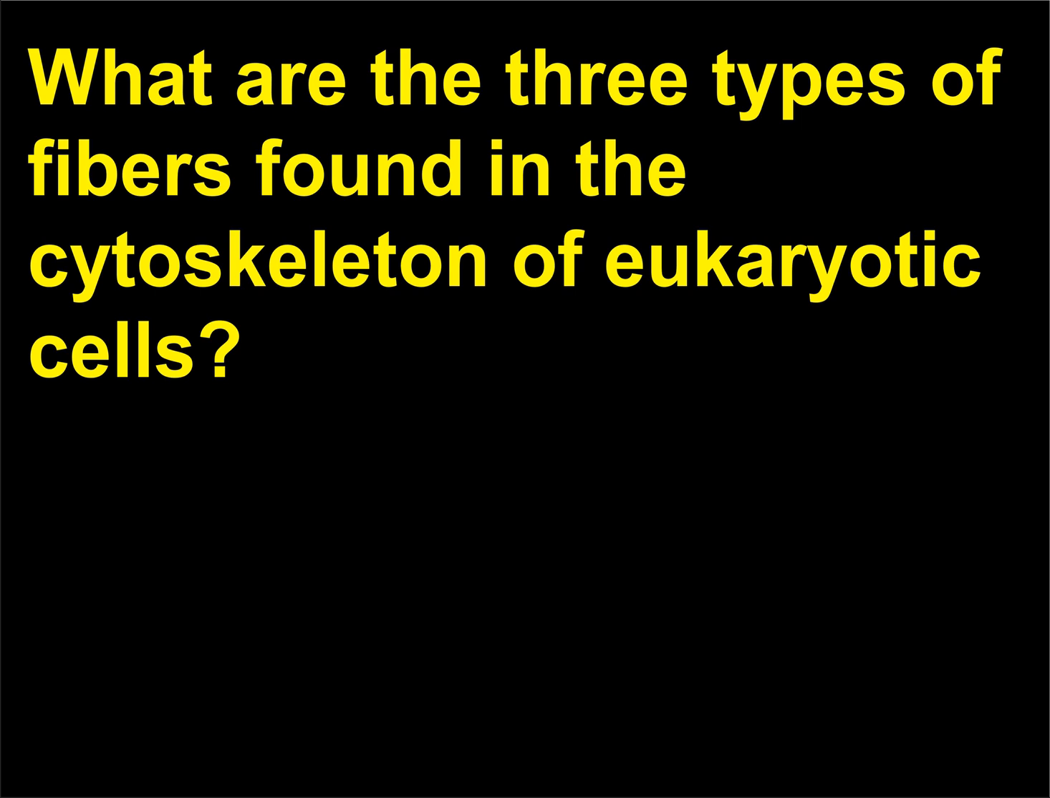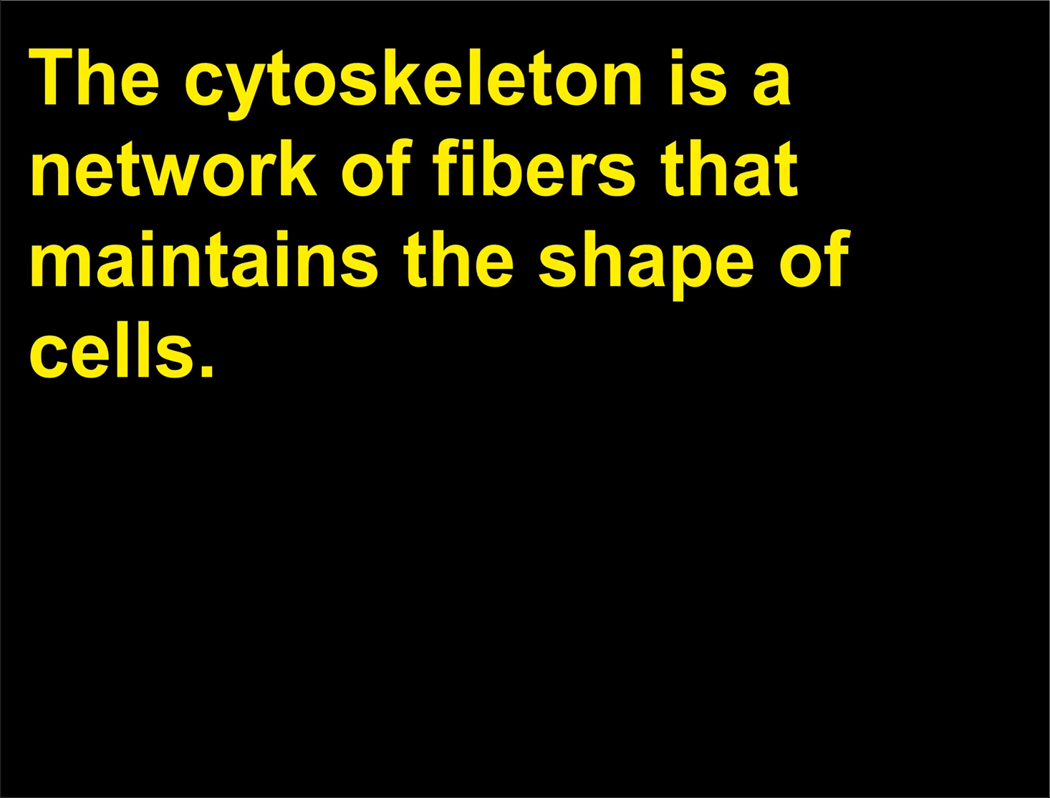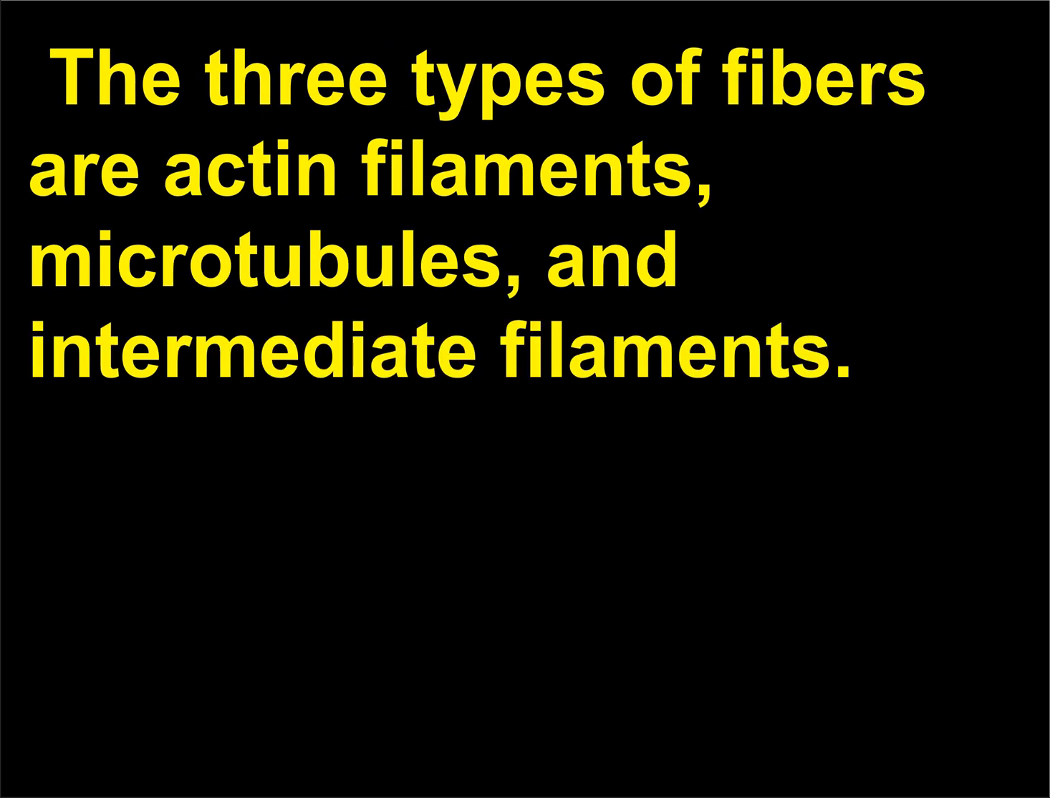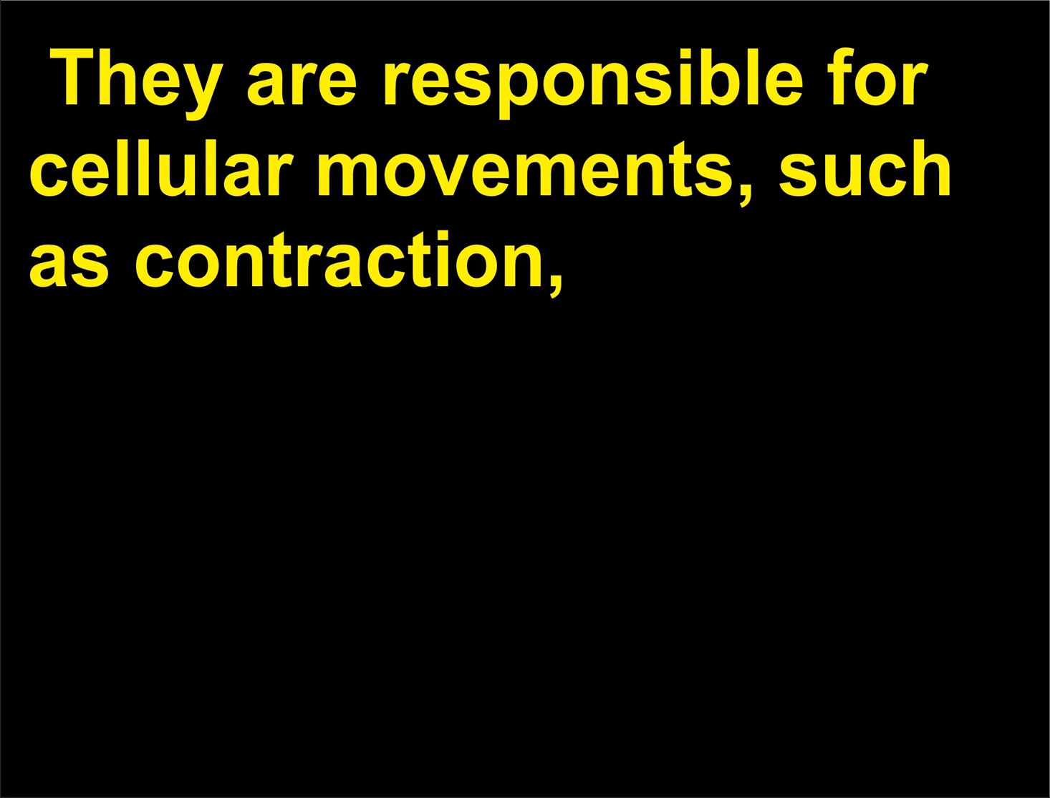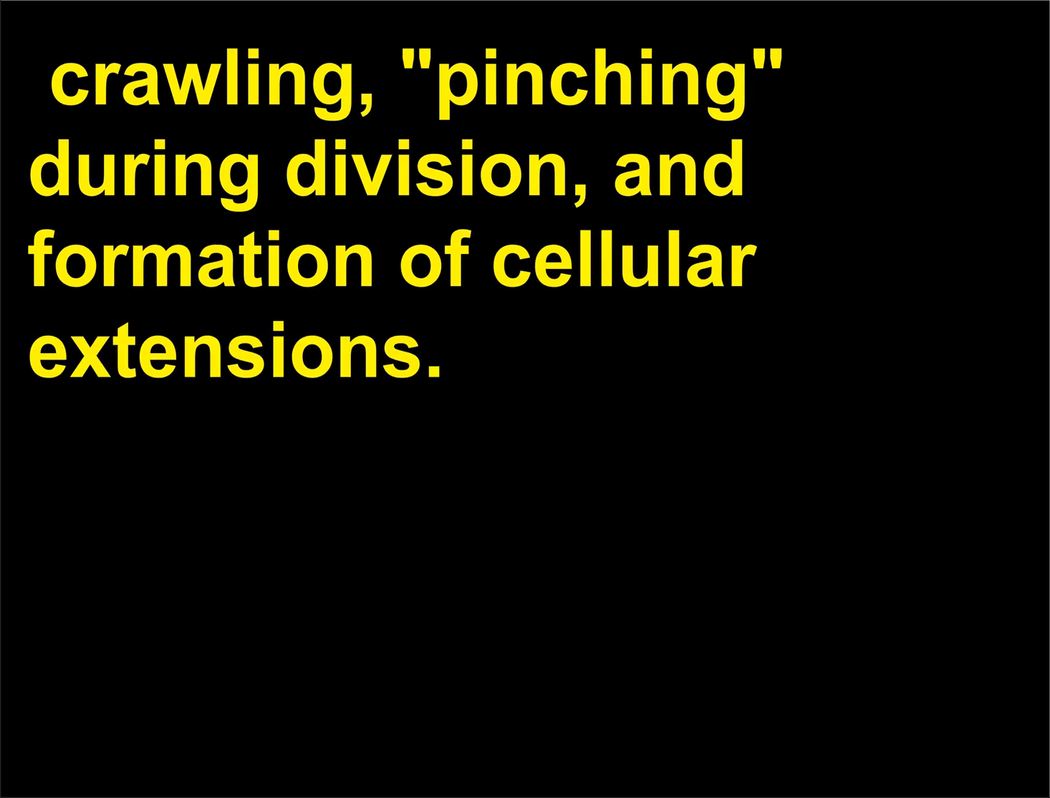What are the three types of fibers found in the cytoskeleton of eukaryotic cells? The cytoskeleton is a network of fibers that maintains the shape of cells. The three types of fibers are actin filaments, microtubules, and intermediate filaments. Actin filaments are long fibers composed of two protein chains. They are responsible for cellular movements, such as contraction, crawling, pinching during division, and formation of cellular extensions.